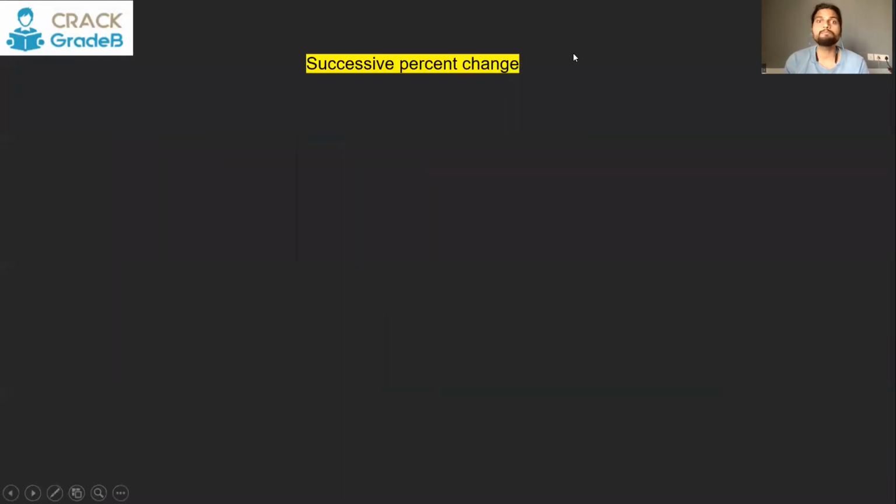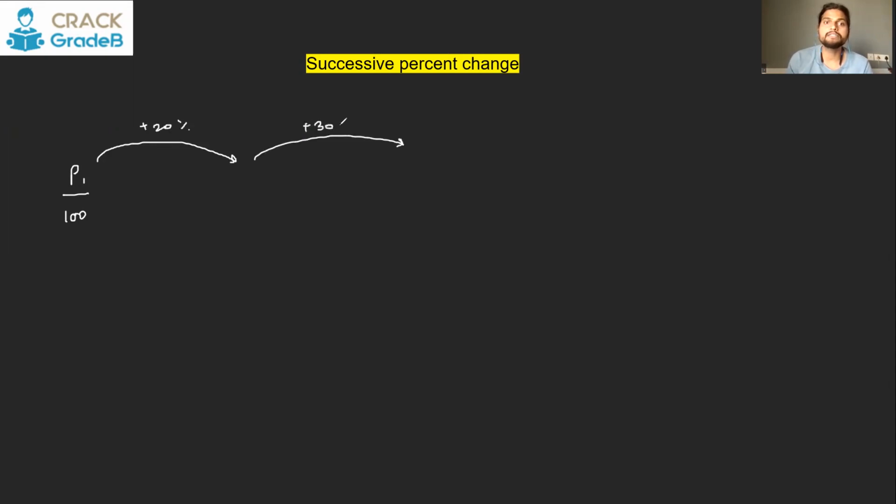Now, what do you mean by successive percent change? If I say price 1 of an article is 100 rupees, it is first increased by 20%, and then if it is increased by 30%, what is the resultant percent change?